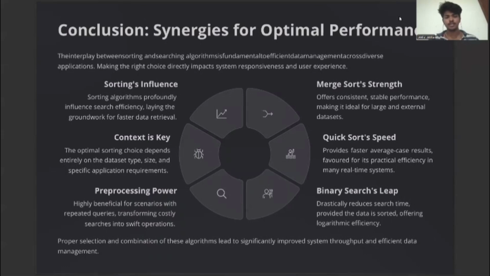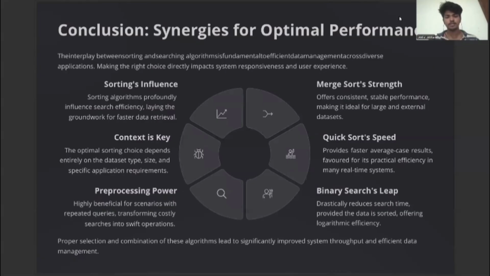There is no single best sorting algorithm for all situations. The choice depends on the type of data, the size of the dataset, and what the application is. So understanding the situation helps us pick the right algorithm. When we sort data before searching, especially in cases where many searches happen again and again, it saves a lot of time. This means the heavy work is done once and searches become very fast later.